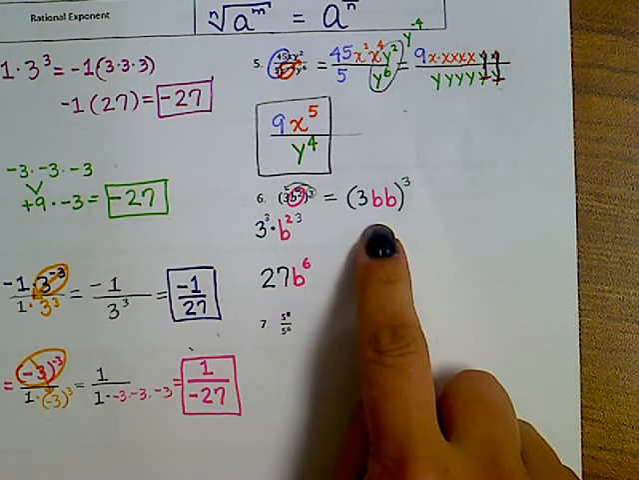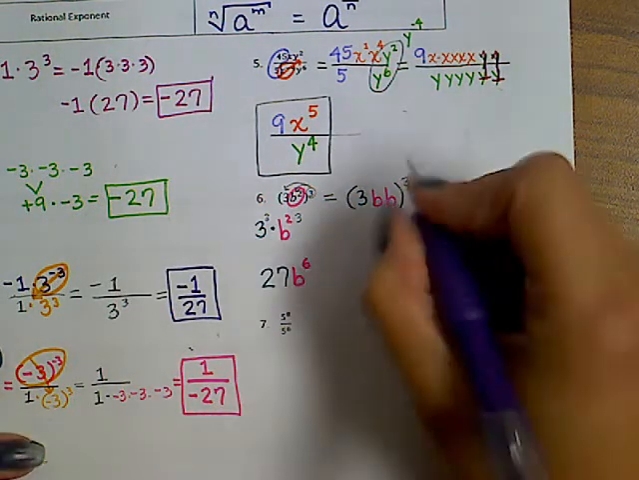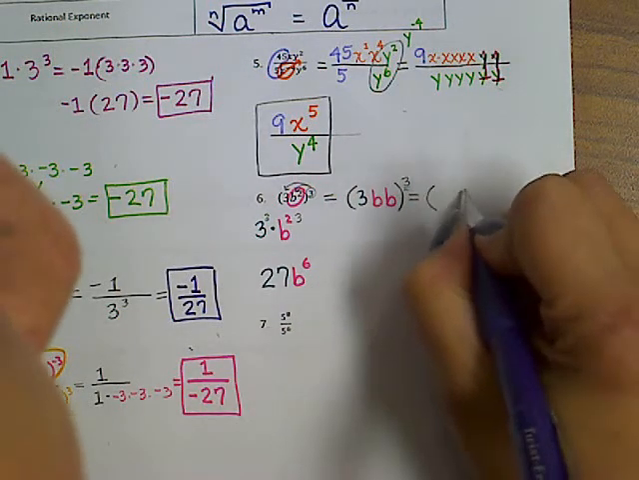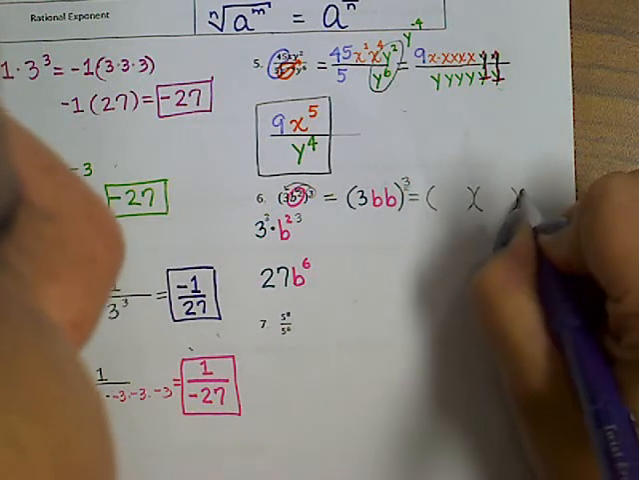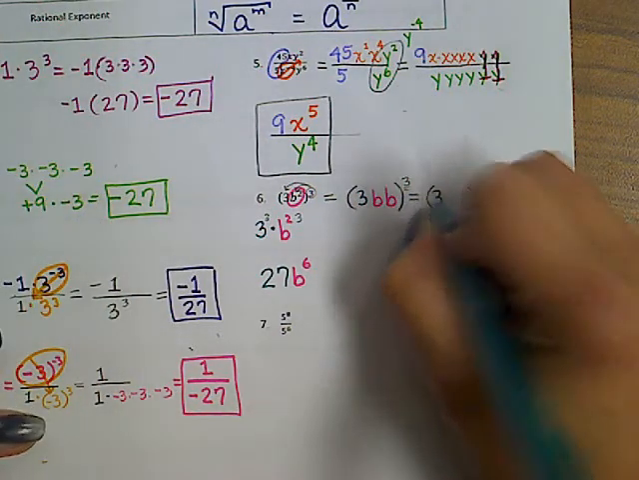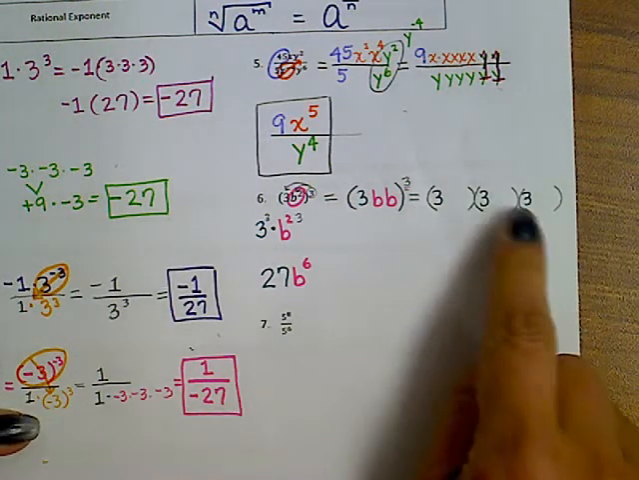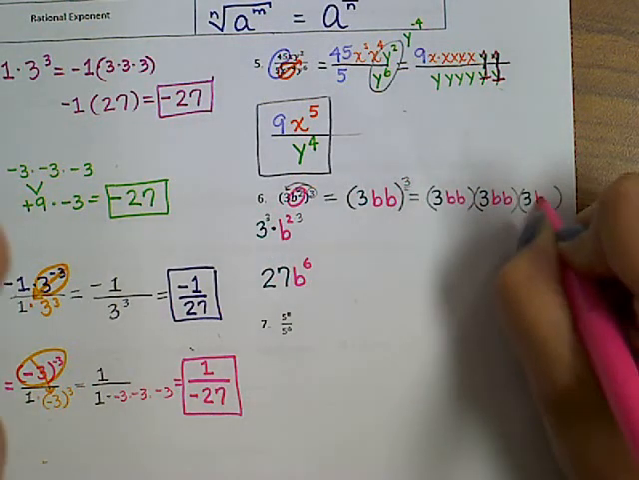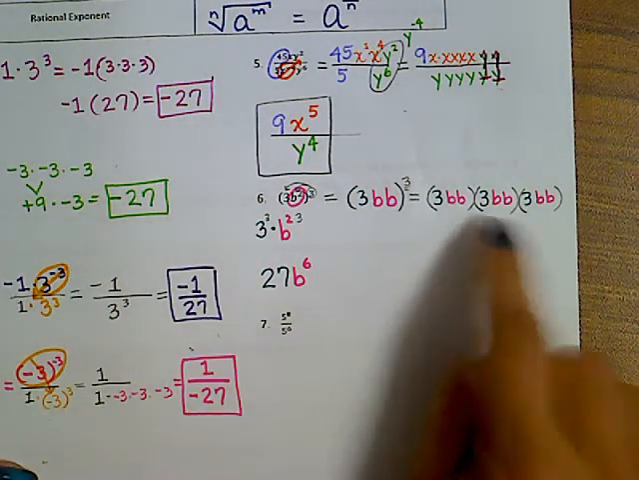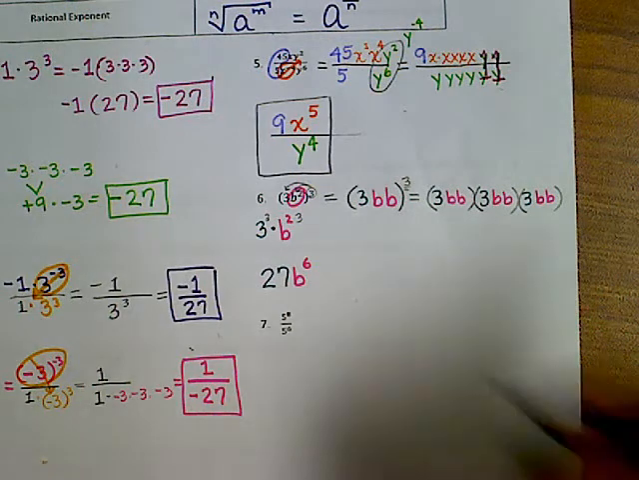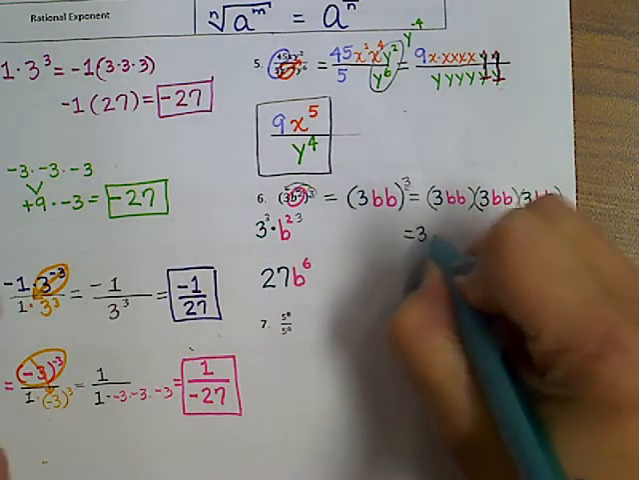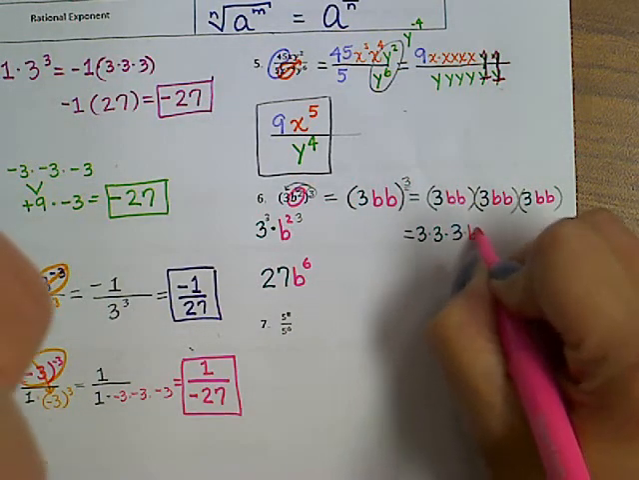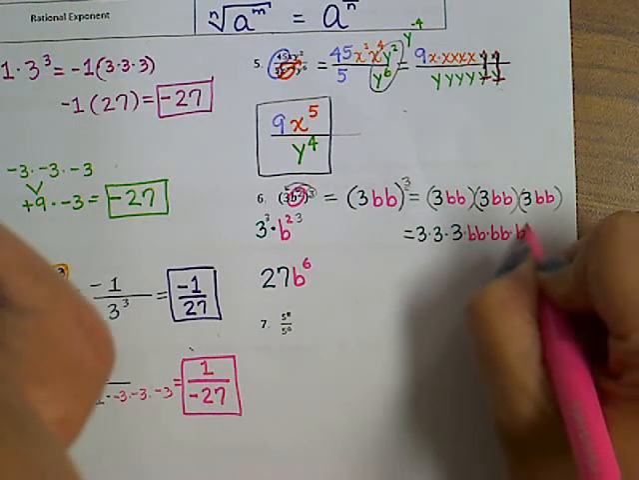Now, what I want to do is I want to expand that so that I can see this rule for myself. So, whenever something's cubed, that means whatever's on the inside, I'm going to see it 1, 2, 3 times. So that means 3, 3, 3. So 3 times 3 times 3 is 27. And then I have b, b, b, b, b, b. Now remember, these parentheses simply mean multiplication. So I could have written it as 3 times 3 times 3, and then times b, b, b, b, b, b.